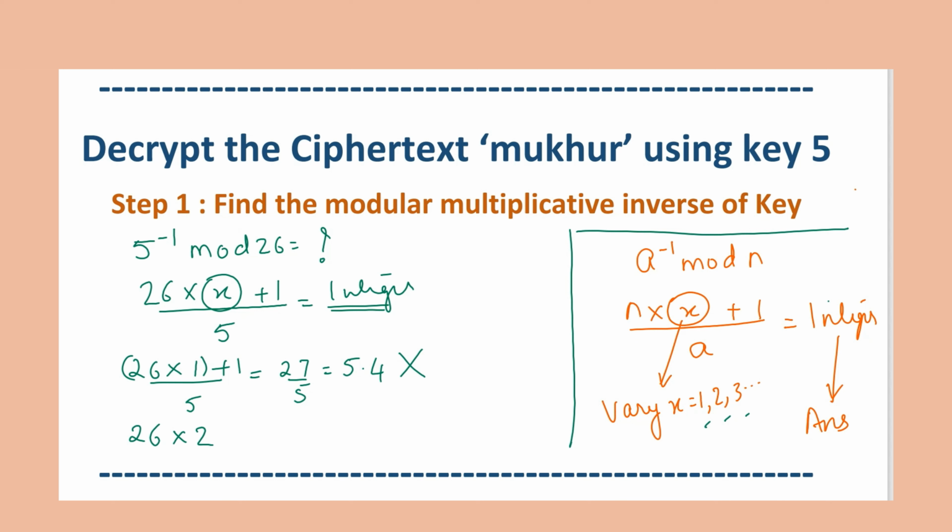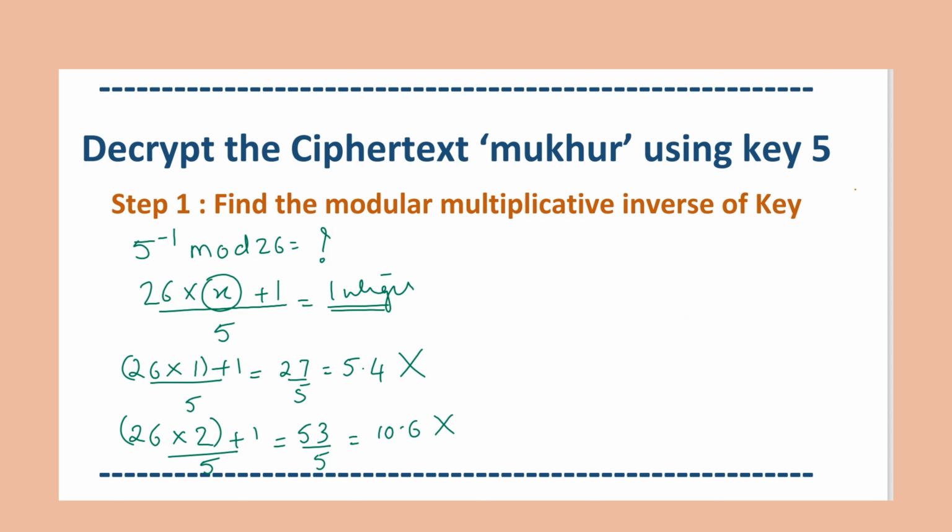26 into 2 plus 1 divided by 5 comes out to be 53 divided by 5. That is 10.6. Again, we got a fractional number, so this is not our answer. Then we go ahead with the next value of x, that is 3. So we do 26 into 3 plus 1 divided by 5 and check the answer. We get 79 divided by 5, which is 15.8. Again a fractional number, so not our answer.